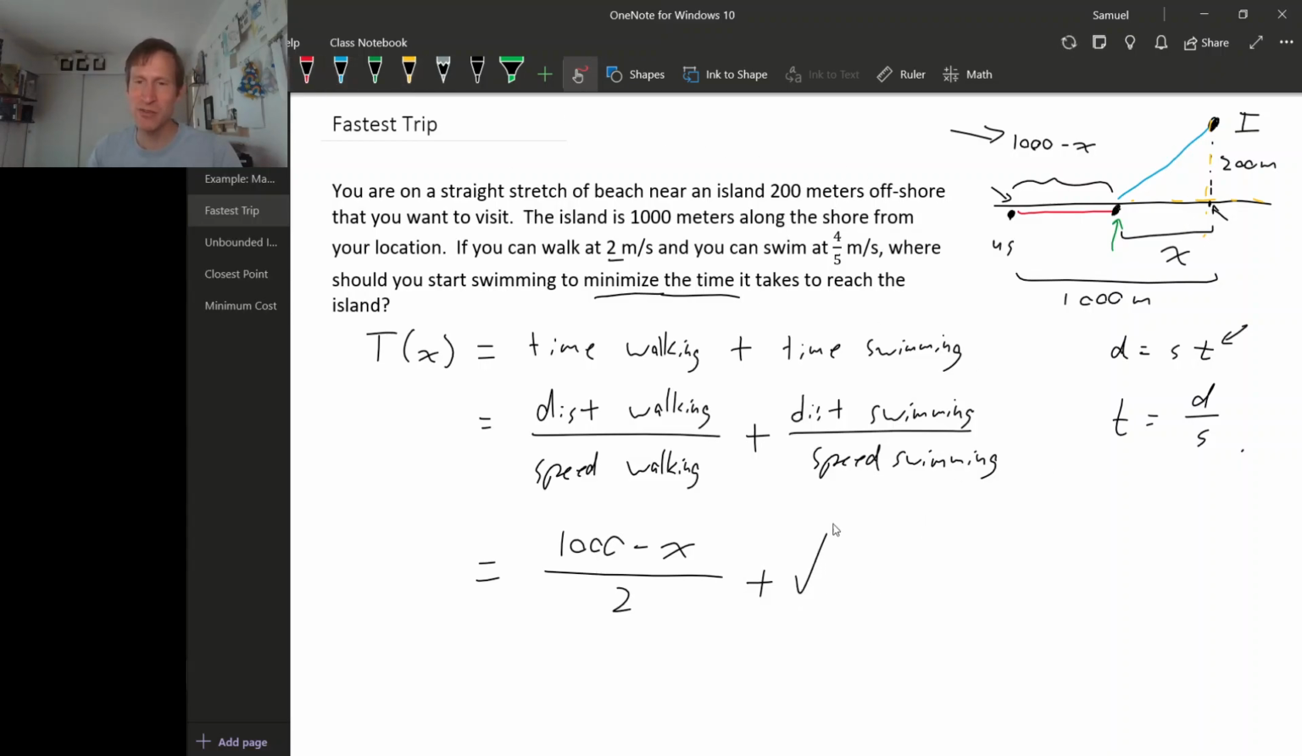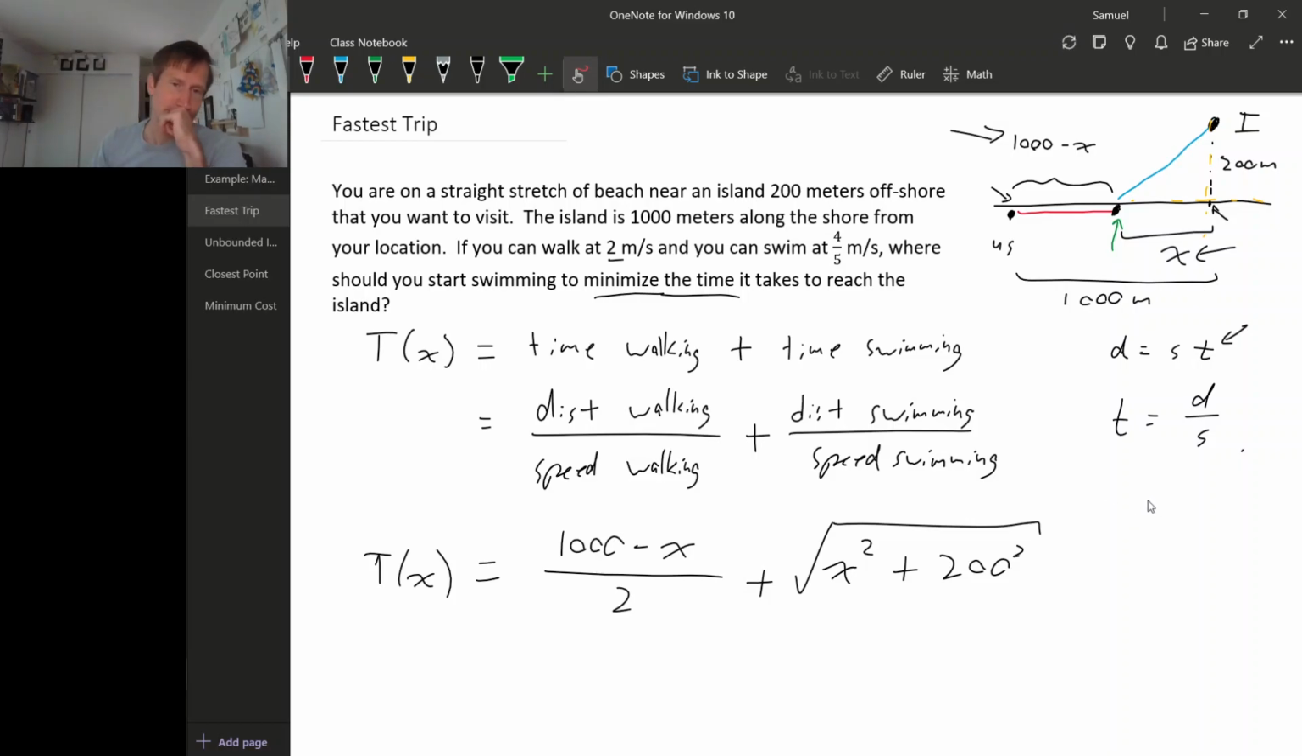So it's the square root of the horizontal distance, which is x, so x squared, plus the vertical distance, which is 200, so 200 squared. All right, so this is the function that tells us the time that it takes as a function of where we get into the water for swimming.